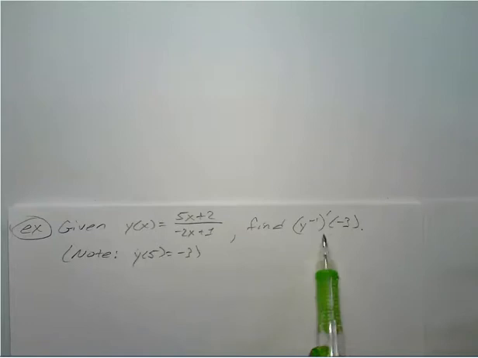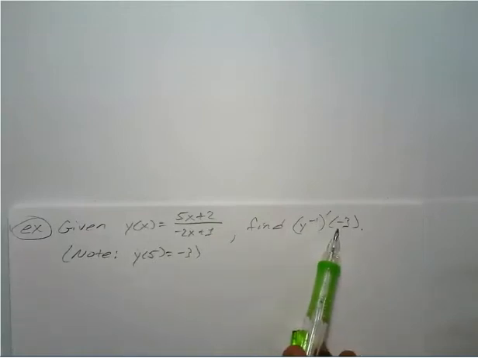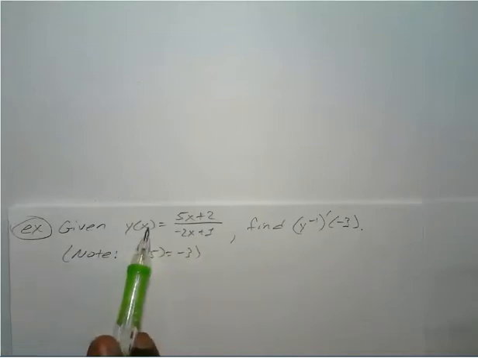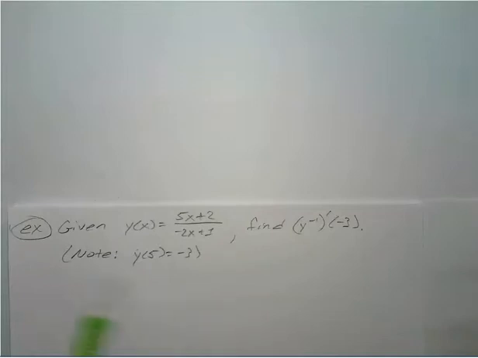Okay, now if you're ever not given the note part right here where you have a specific point, you can always solve it. So if you have y inverse prime at -3, then what you want to do is solve 5x plus 2 over -2x plus 1 equals -3 for x. Okay, so you know y of some value will give you -3. Most of the time it's given to you and sometimes it's not, so sometimes you would have to find that on your own.